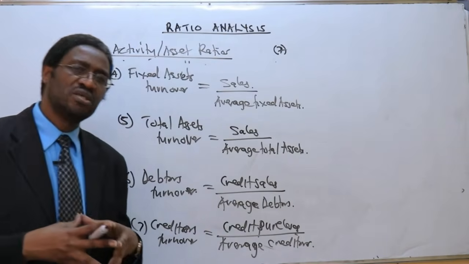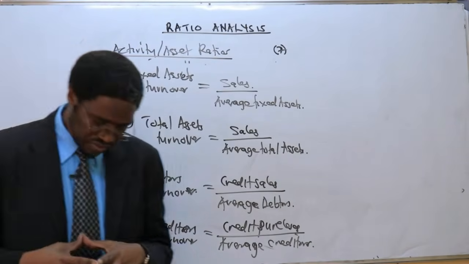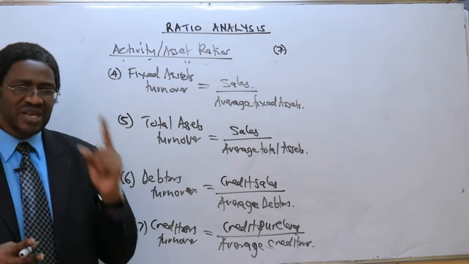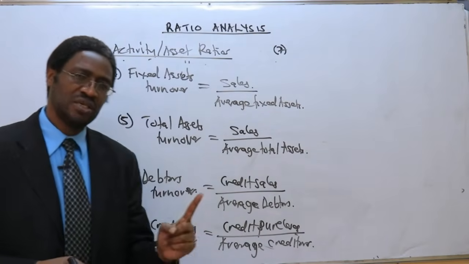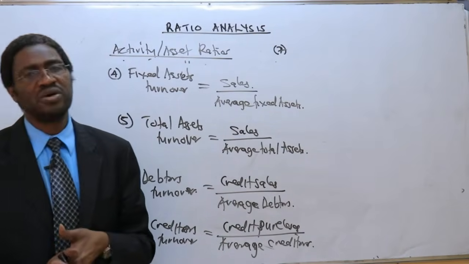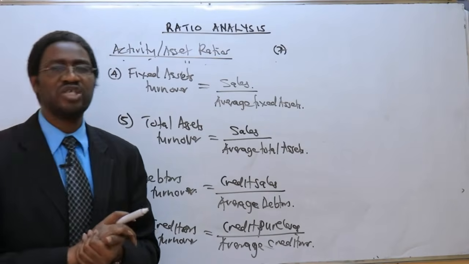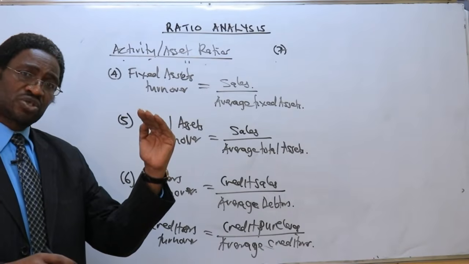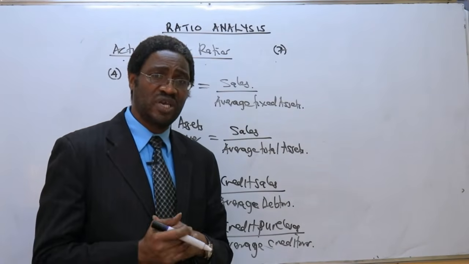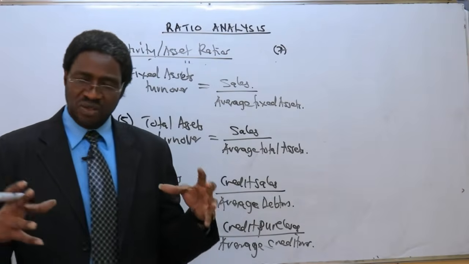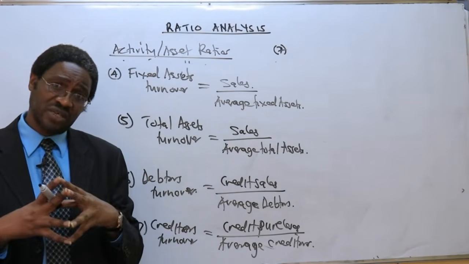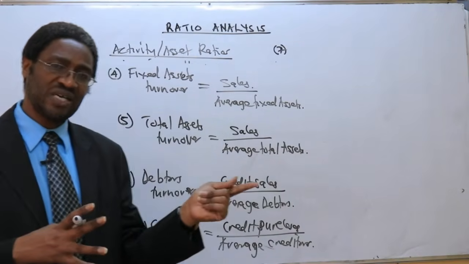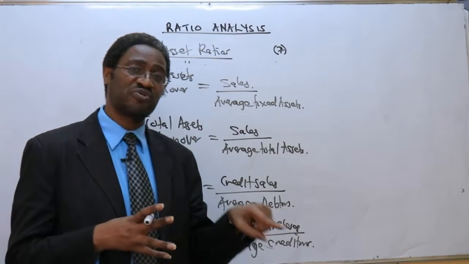We said activity ratios are ratios that measure the management's efficiency in utilizing the available resources. We mentioned which ones those were. We started with the stock turnover, where we said you take the cost of sales, you divide that by average stock. And whatever answer you get, we express it in terms of times.